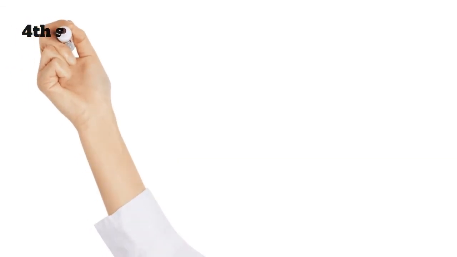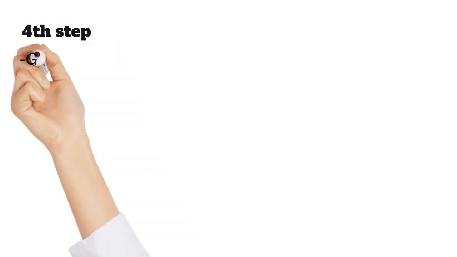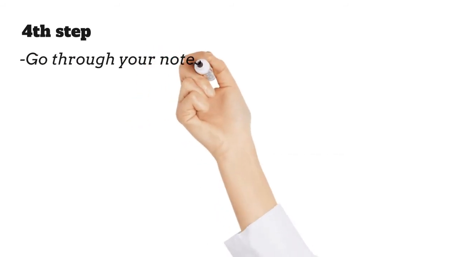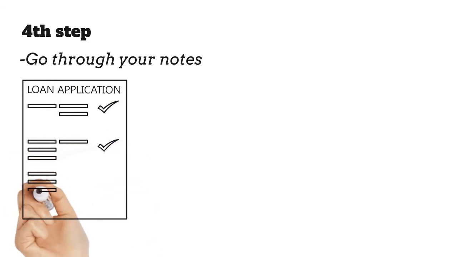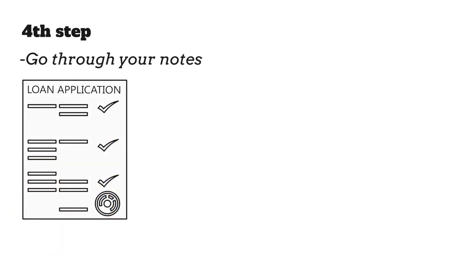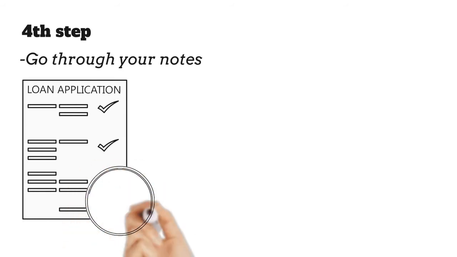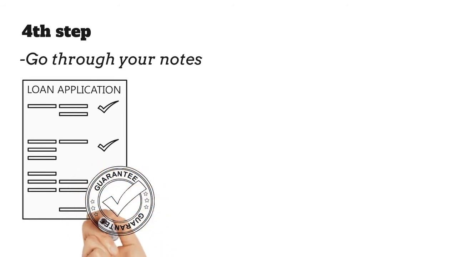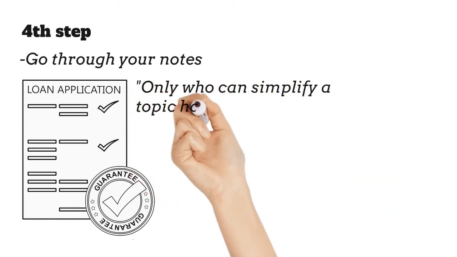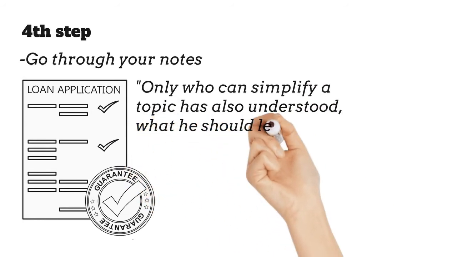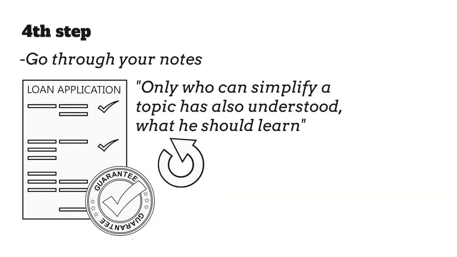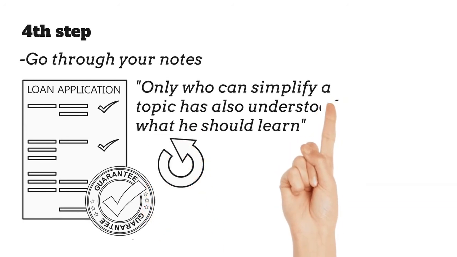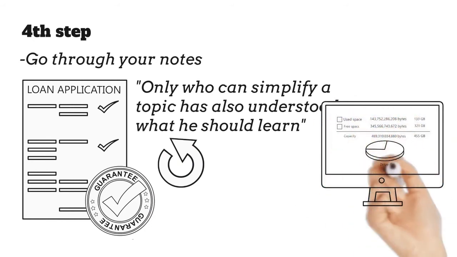The last step, go through your notes. The fourth point of the Feynman method is the simplest of the mentioned points. It is all about simplifying your notes. Have you explained everything simply, or perhaps explained one or two foreign words with an even more incomprehensible foreign word? Simplify means above all also understand. Only who can simplify a topic has also understood what he should learn. Repeat the individual steps until you can present the topic without problems and without major pauses. When that time comes, you will have understood it profoundly.